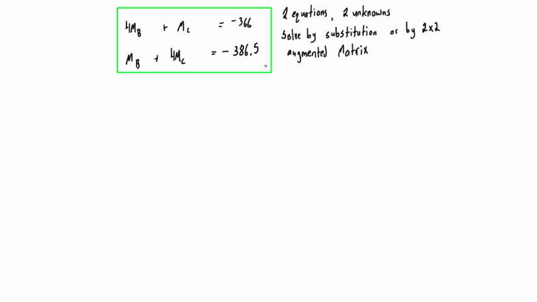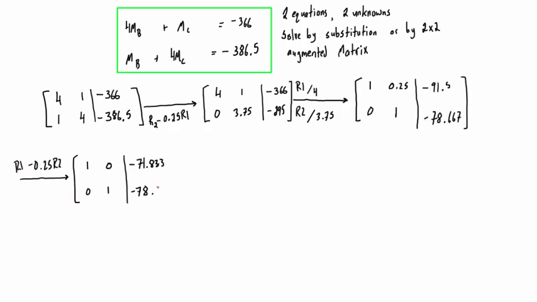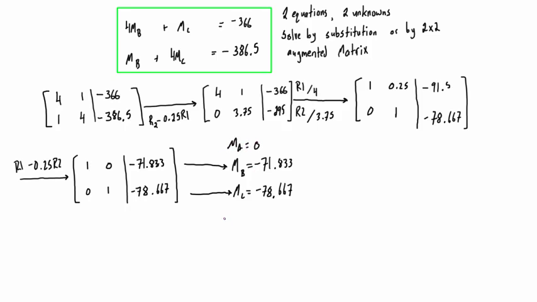You can use substitution if you want. But basically we're going to find that MB is equal to negative 71.833 and MC is equal to negative 78.667. And we already knew from before that MA was going to be equal to 0 and also MD was going to be 0, because those are just at the ends of spans.